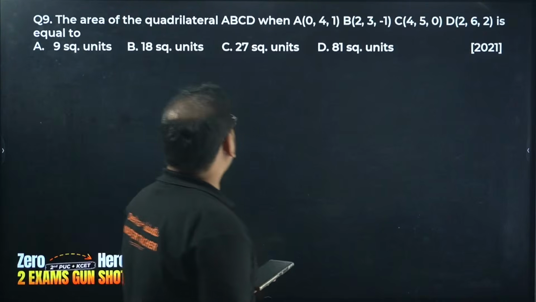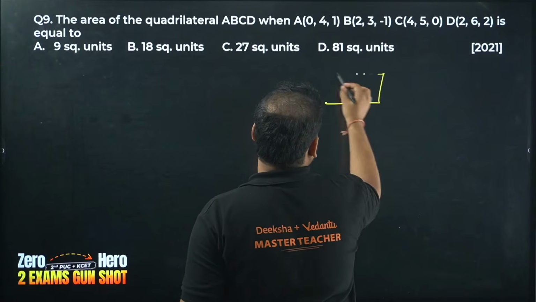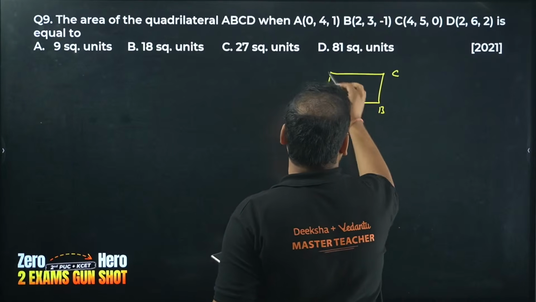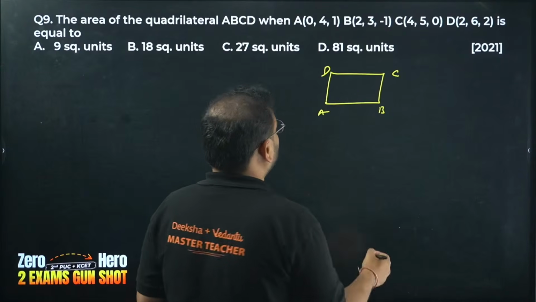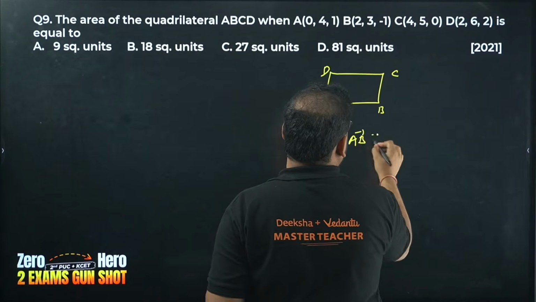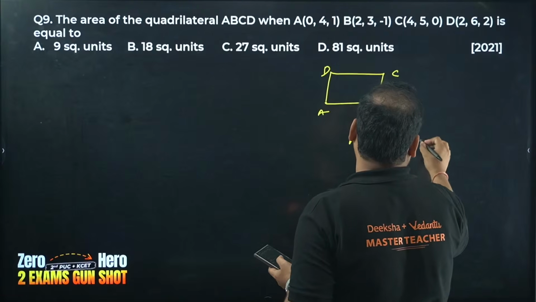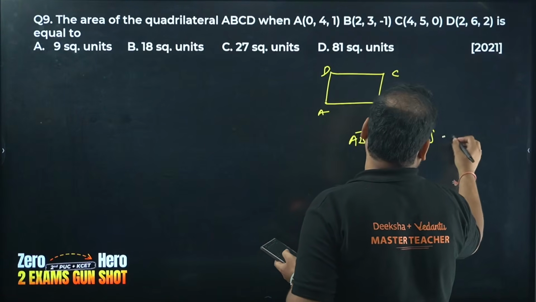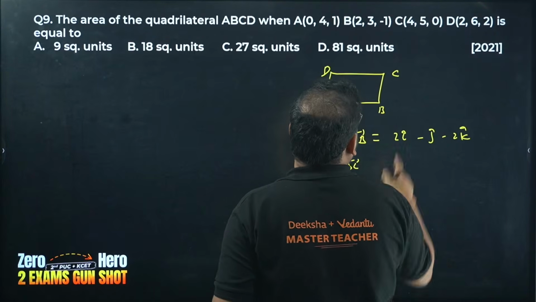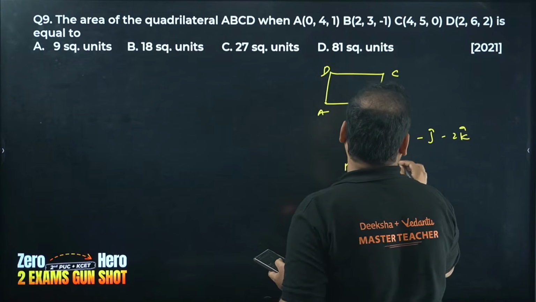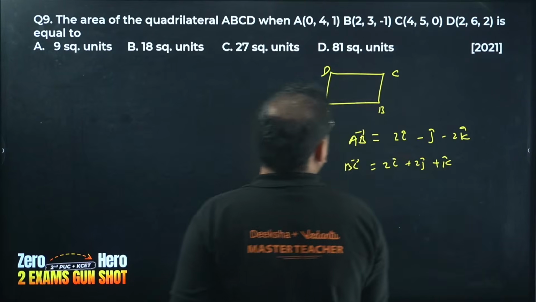Ninth one, area of the quadrilateral ABCD when AB is given. Let's find, if you have this A, B, C, D, just find your adjacent sides. AB and BC we can find, or AB and AD we can find, any two. Let's find AB and BC. AB: we get here 2 minus 0 is 2I cap, 3 minus 4 will be minus J cap, and minus 1 will be minus 2K cap. Now we can find BC. For BC you'll get 4 minus 2, which is again 2I cap, 5 minus 3 is again 2J cap, and plus K cap.